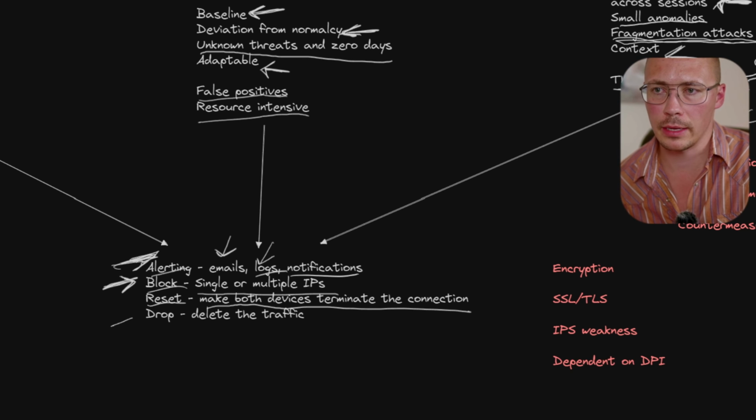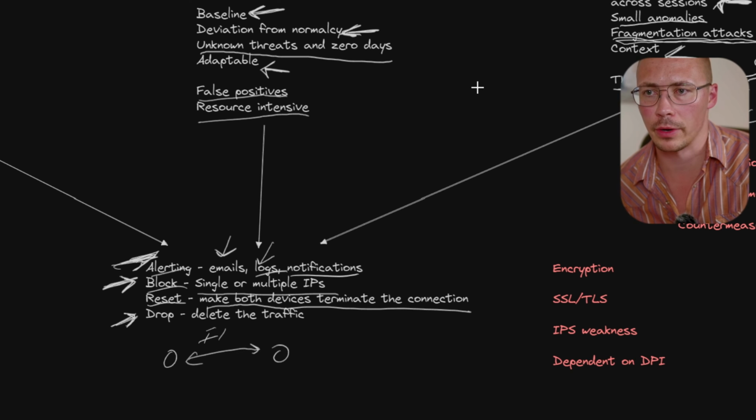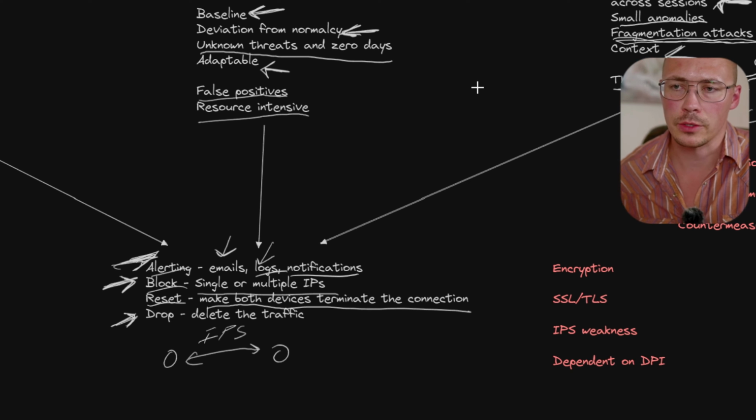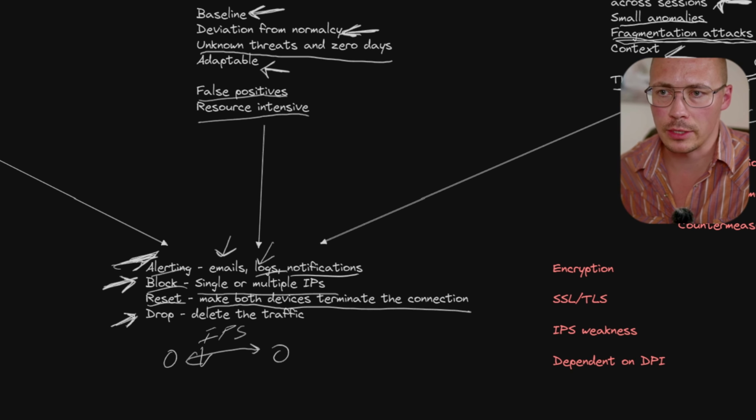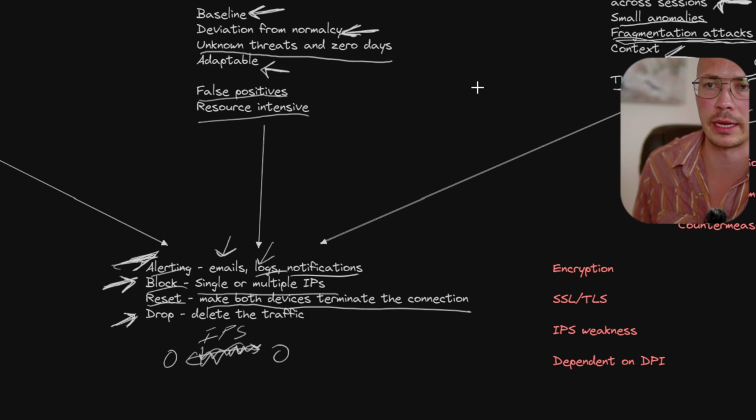Then the other thing that you can do is just drop the connection entirely. Where this comes in useful is, let's say you have these two different devices here communicating back and forth, a hacker and a regular computer, and the IPS is here in the middle. The IPS picks up this malicious traffic. One of the things that can be done is just drop this traffic. So it's like it got deleted, basically like it never existed.